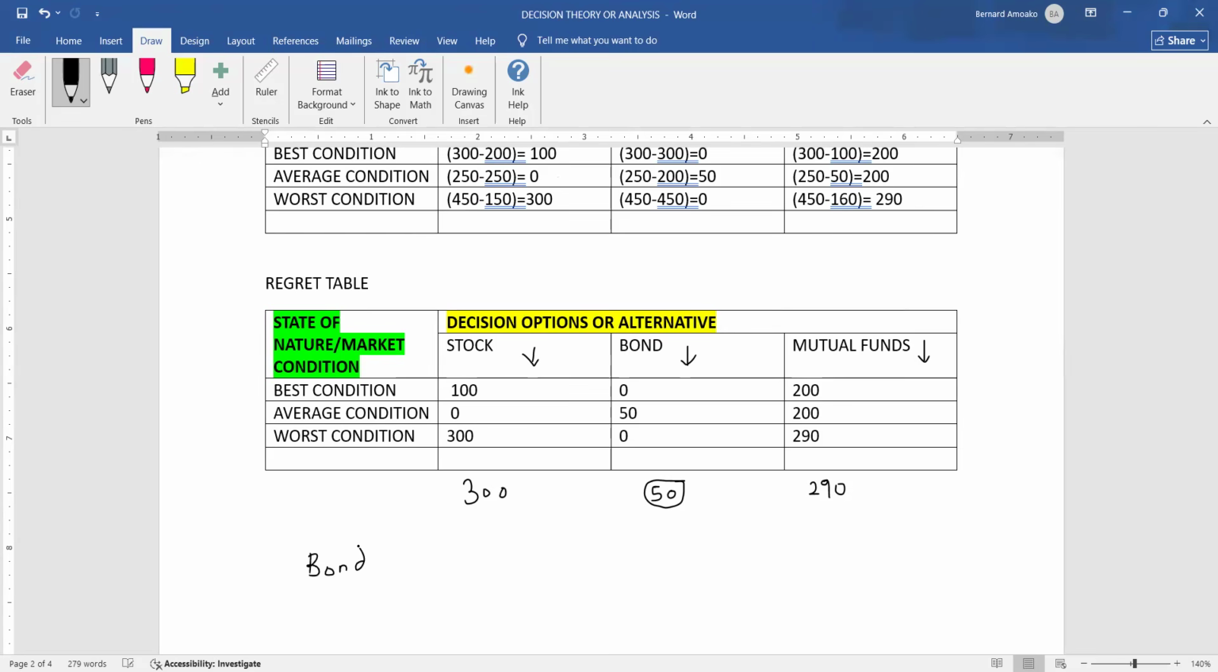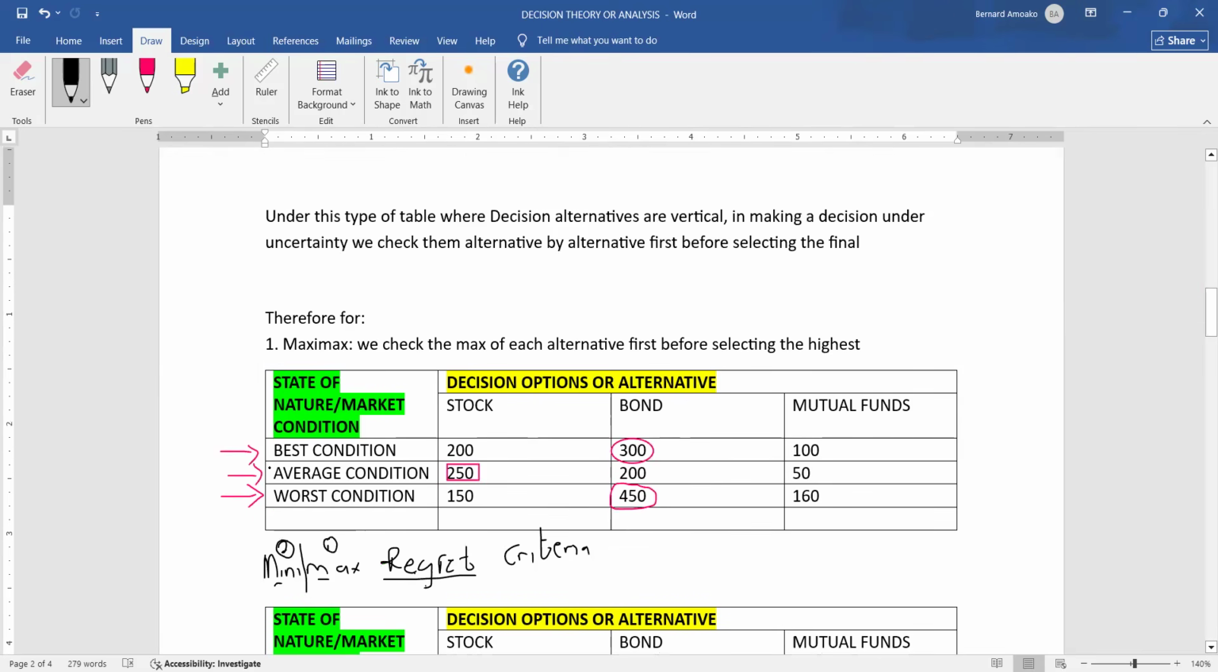So on the minimax regret table, we first prepare what we call a regret. To prepare the regret, you go according to the state of nature, and select the maximum values under each state of nature. Under the state of nature best condition, we select the maximum value being 300. Under average condition, we select the maximum, which is 250. Under the state of nature called worst condition, we select the maximum, which is 450.